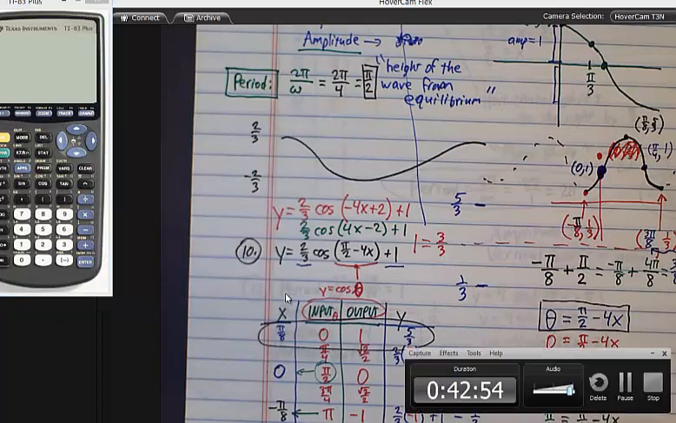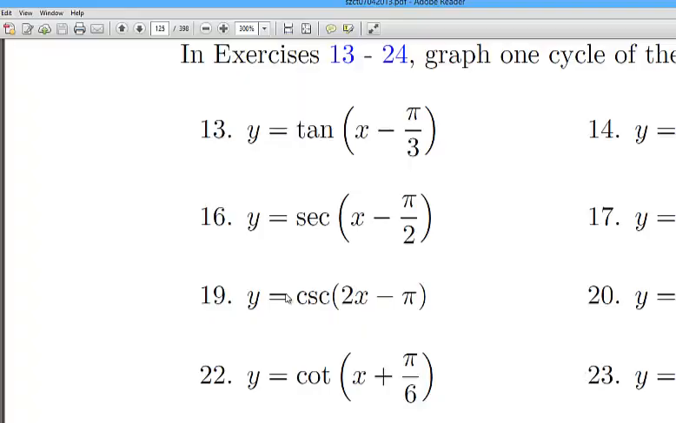Now, I'm going to go ahead and try and do the secant problem, number 16 here. The secant of x minus pi over 2. I'm going to go ahead and try and graph that.